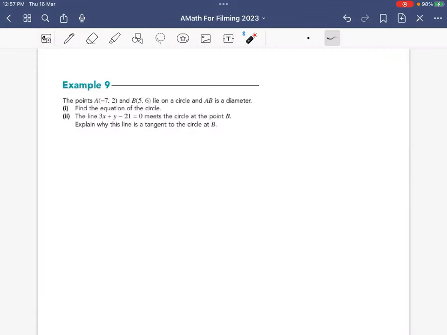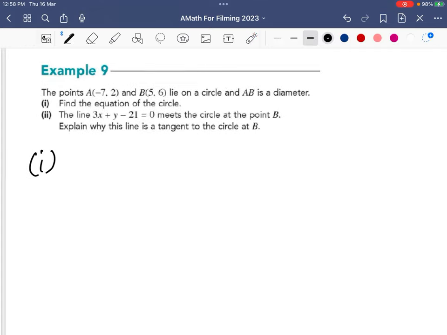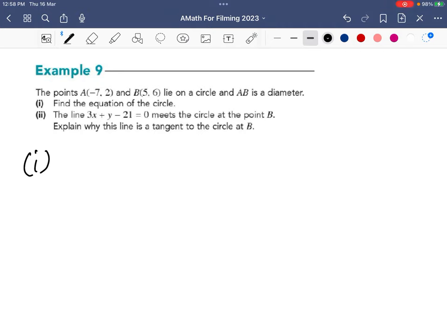Okay, and this is part 3 of equation of circle. Today with two examples, example 9 and example 10. Okay, example 9. Basically for example 9, what is given is that we have 2 points A, B that lie on a circle and it's a diameter. Find the equation of circle.